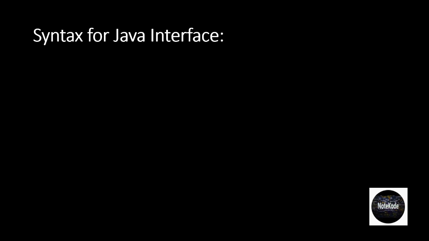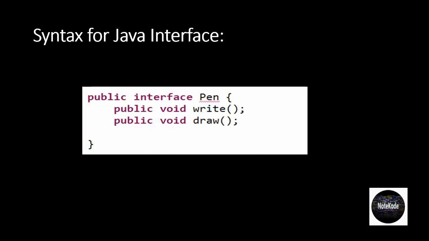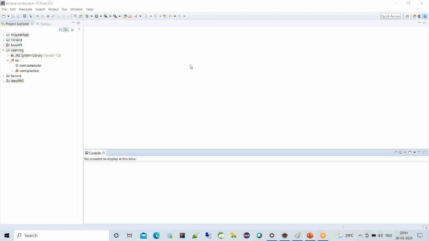Syntax for Java interface. Here you can see pen is declared with the keyword interface, meaning pen is an interface. Here there are two methods, write and draw. Both methods are abstract in nature by default. That's why both methods do not contain any method body. Let us understand why we use interface through code.